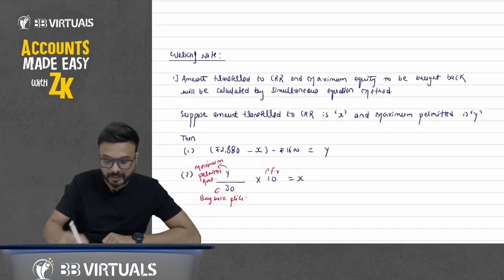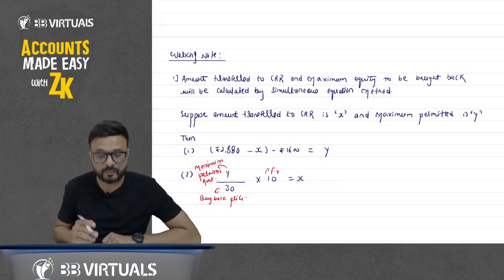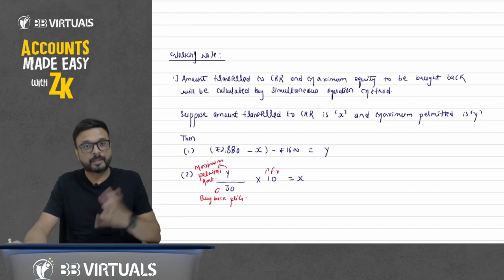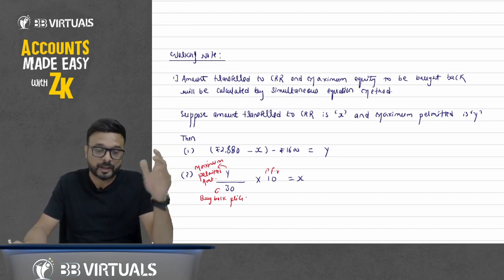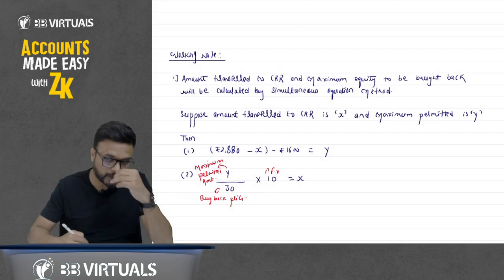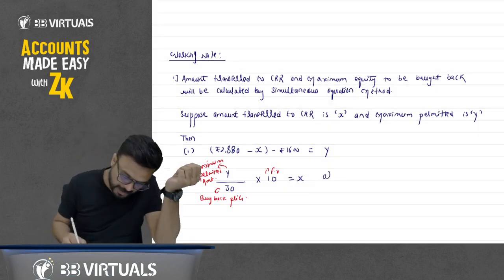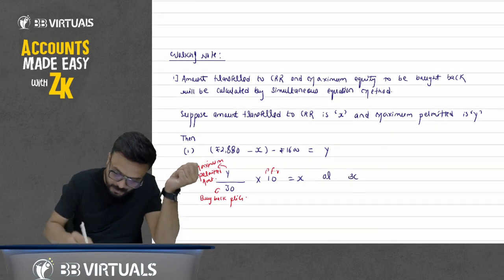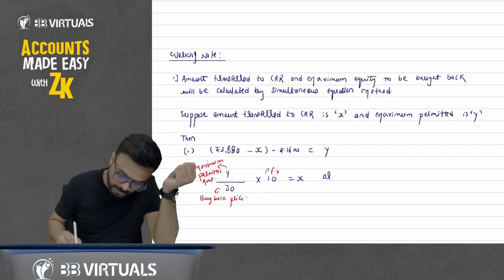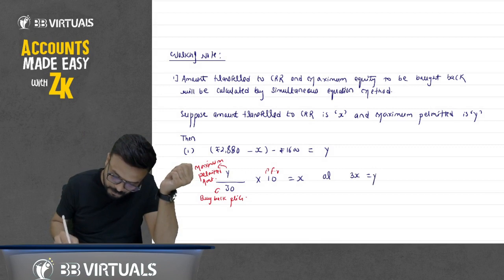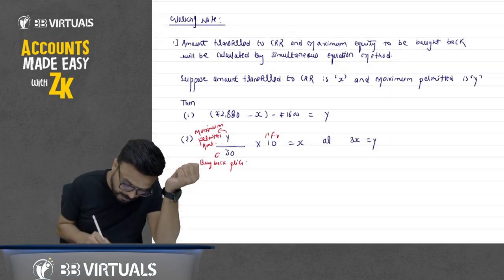What is this X? The permitted amount divided by 30, because for one share you are paying 30. So that gives the number of shares you are buying back. When you multiply by rupees 10, that is the face value, so that we transfer to CRR. That's why it equals X. Or can I write it as 3X equals Y?